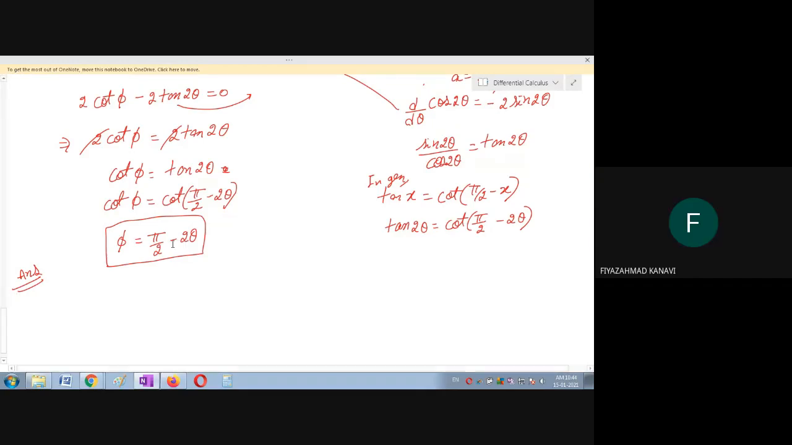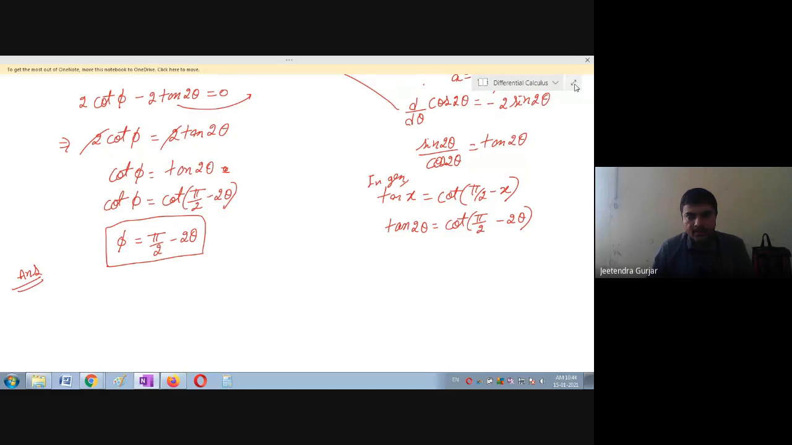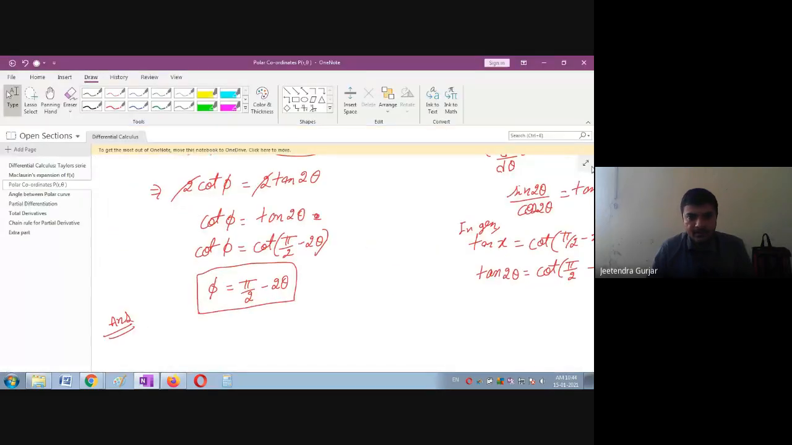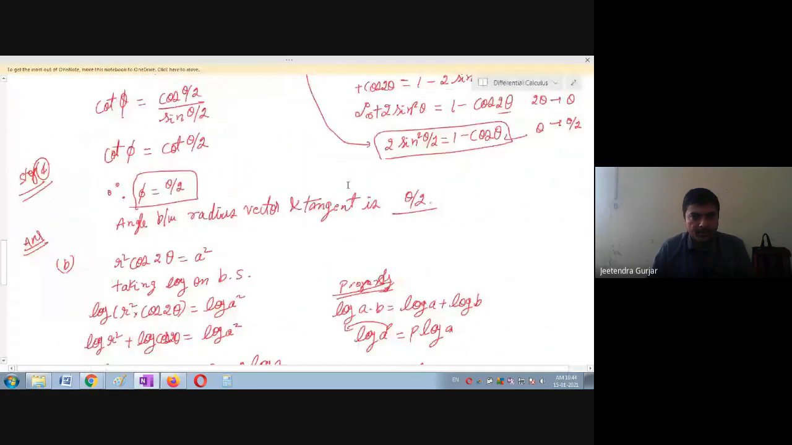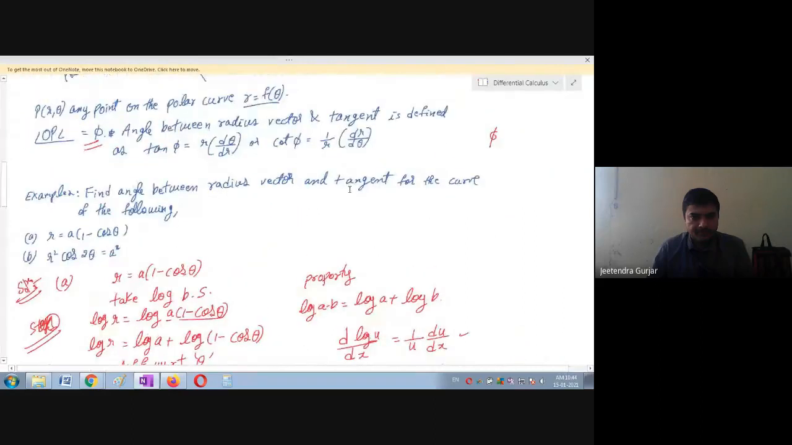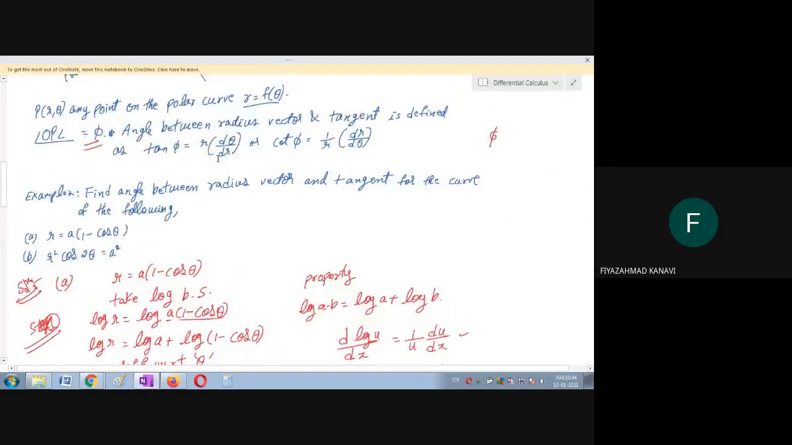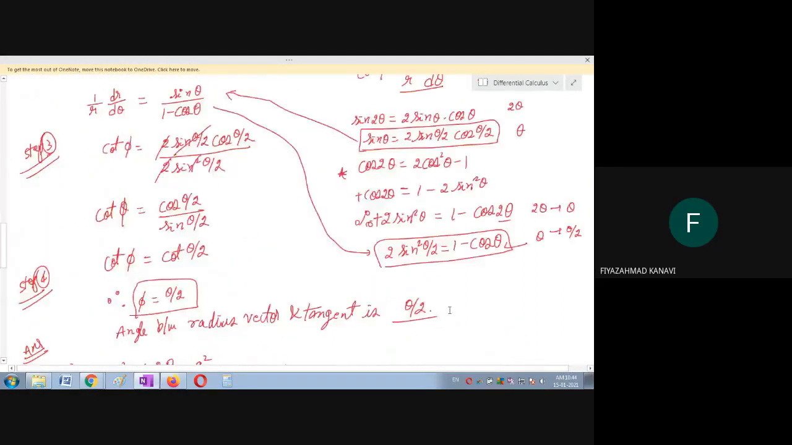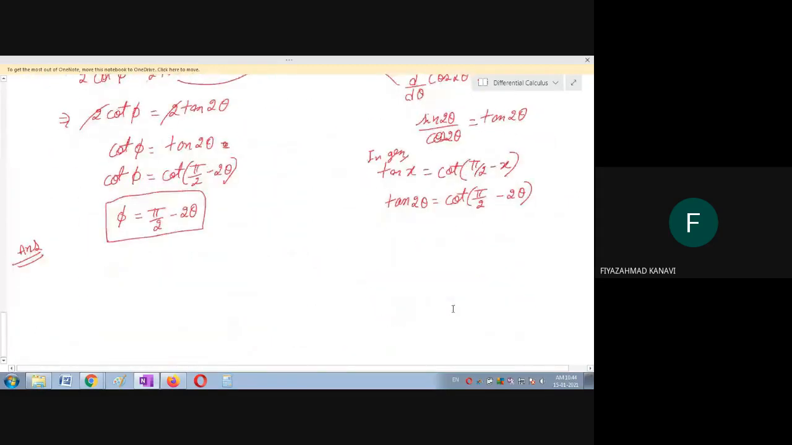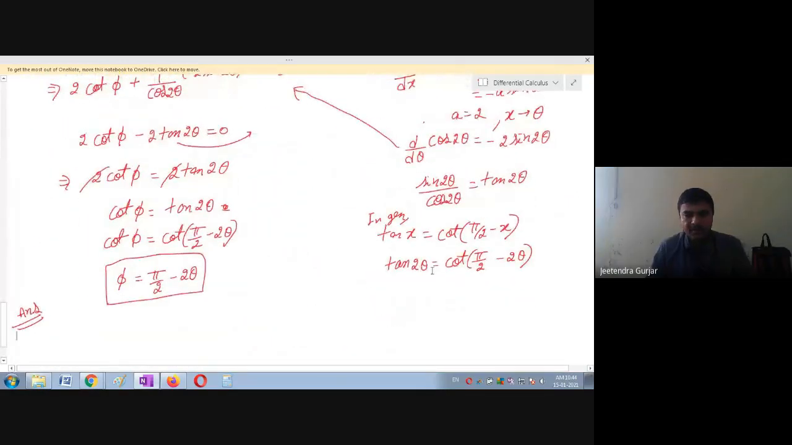Sir, that formula. Yes, you can see your formula. Which formula do you want? Sir, that tan 2 theta equal to cot of pi by 2 minus 2 theta. This formula, tan 2 theta is equal to cot of pi by 2 minus 2 theta, we will be using here. Okay.